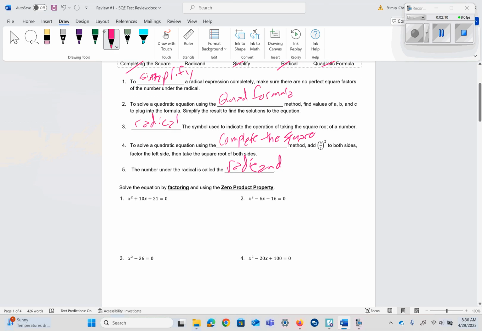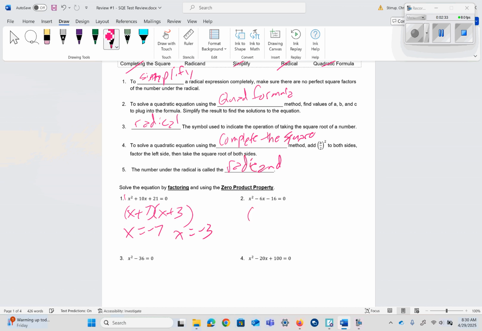All right, so they want us to factor these, okay? So this is the quick method because I have an x value out front, that is, there's a 1 in front of it. So what two numbers multiply to give me 21 and add to give me 10? That would be 7 and 3. Solve both, so I get x equals -7, x equals -3.